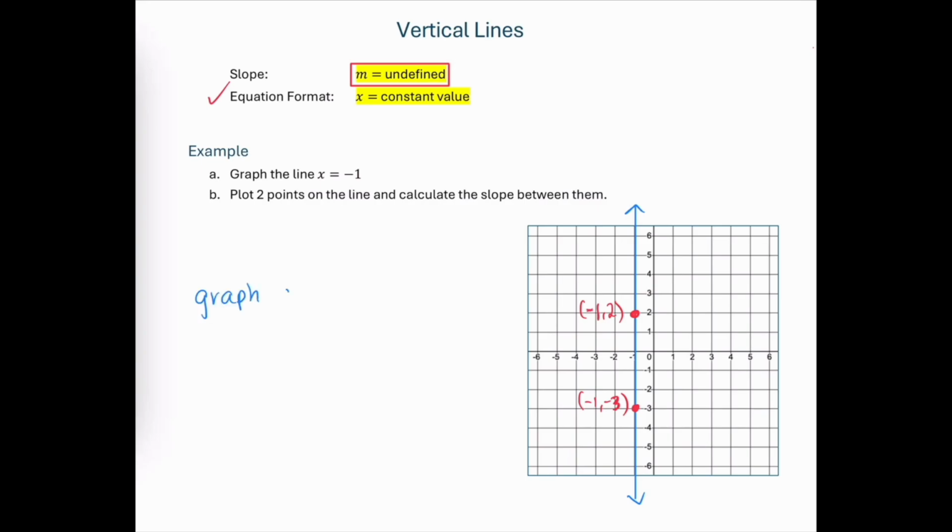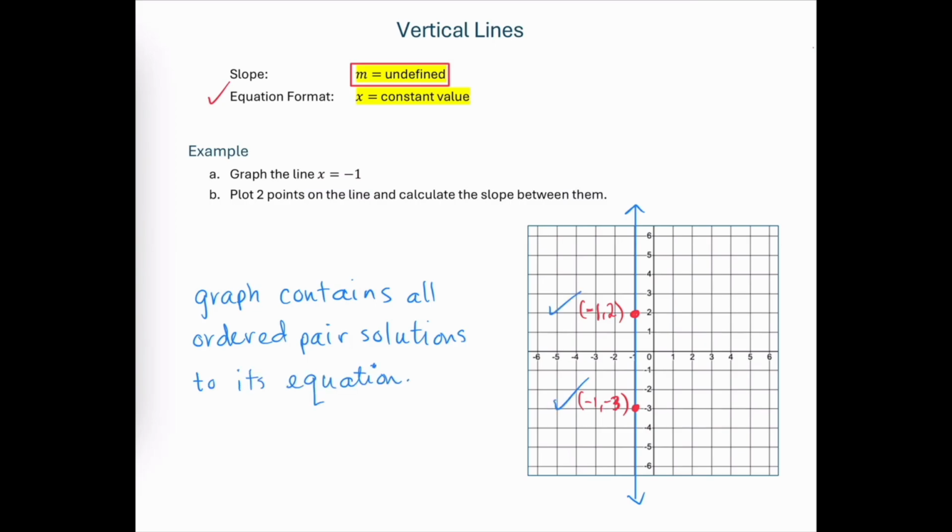Let's recall that a graph contains all of the ordered pair solutions to its equation. So what would the equation need to be so that these ordered pairs are ordered pair solutions? Or any ordered pair on this line is an ordered pair solution. And as we can see, it really only matters that the x-coordinate of the ordered pair is -1. So long as the x value is -1, it really doesn't matter what the y value is. That's going to be an ordered pair that's a point on the line. So that becomes the equation.